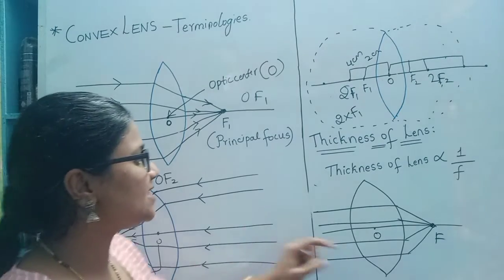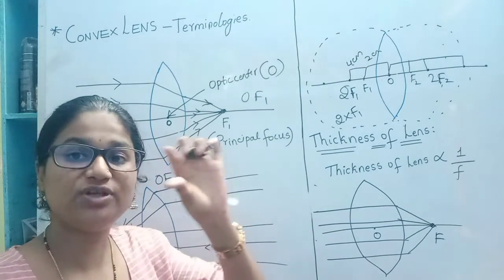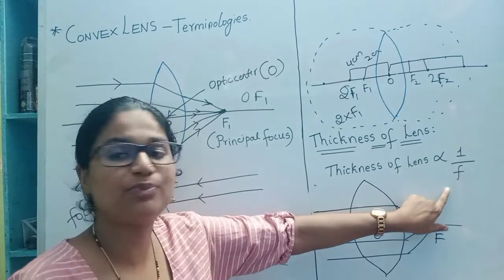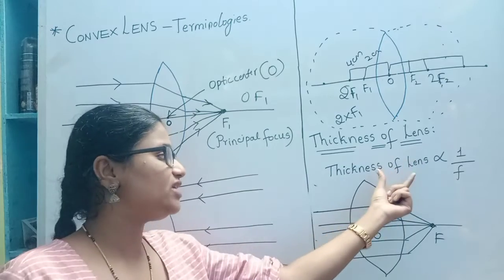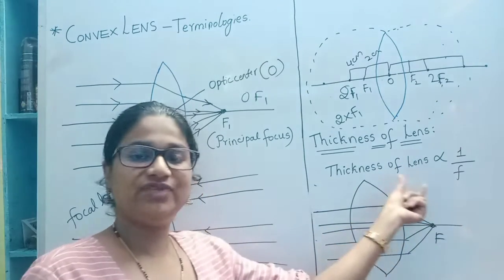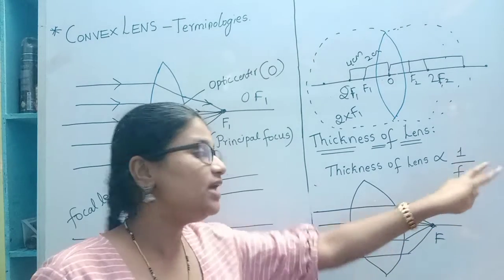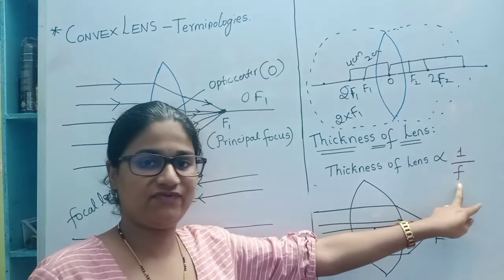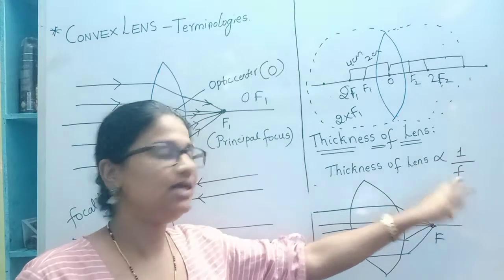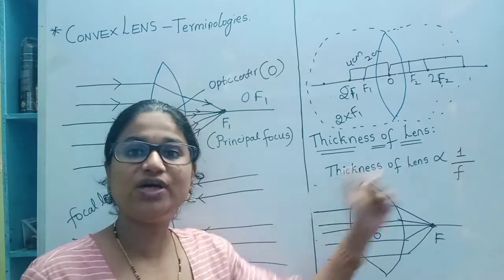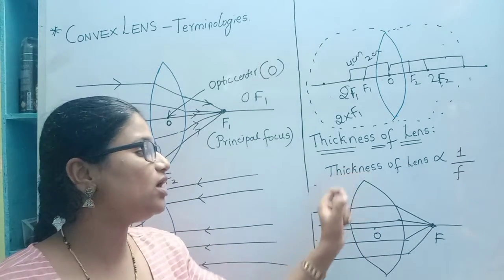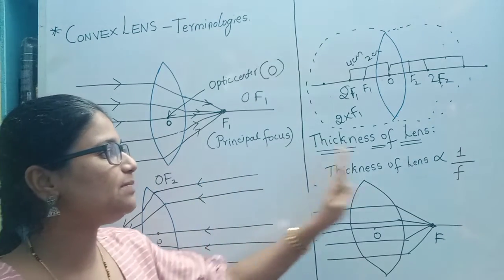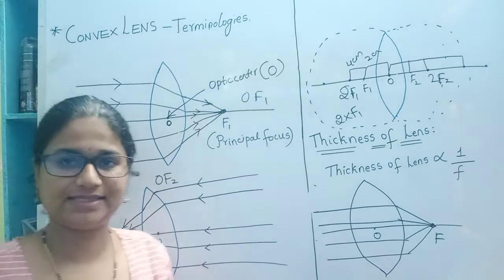From this we can say that the thickness of a convex lens, how thick it is at the middle, is inversely proportional. Inversely means if this is more, this will be less; if this is less, this will be more. Inverse means we have to write the reciprocal, 1 by f. What is f? Focal length. So the thickness of the lens will be inversely proportional to the focal length of the lens. This is regarding the terminologies and certain important points regarding the convex lens.